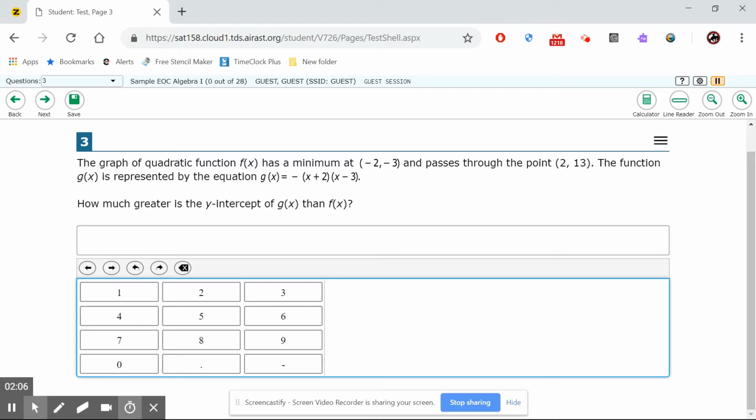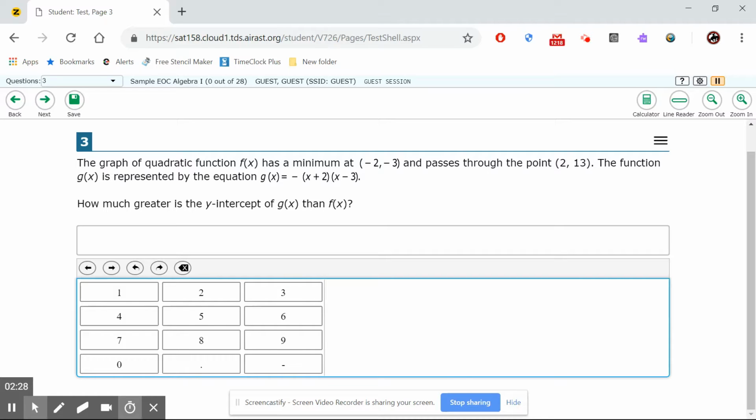Prep. So the question says the graph of a quadratic function f of x has a minimum of (-2, -3) and passes through the point (2, 13). The function g of x is represented by the equation g of x equals negative of (x plus 2)(x minus 3). Now they're asking how much greater is the y-intercept of g of x than f of x.